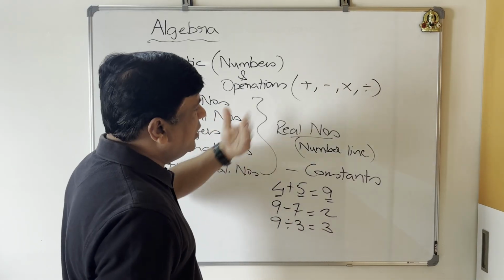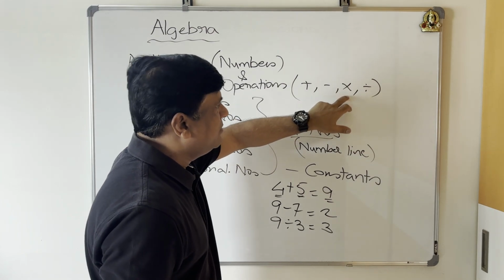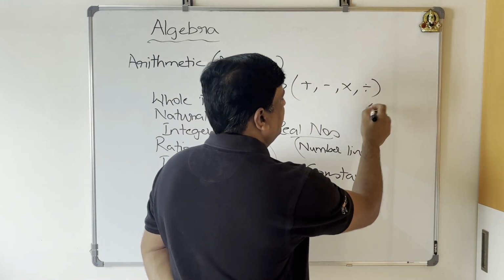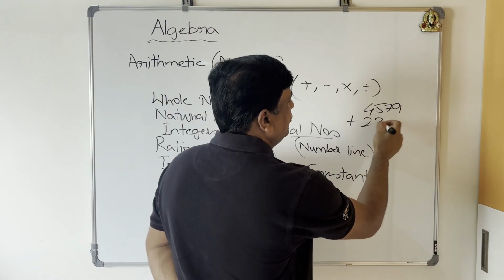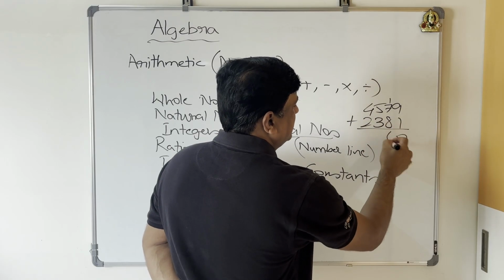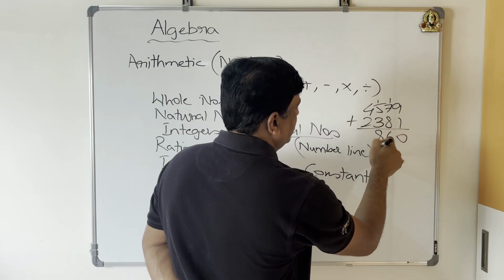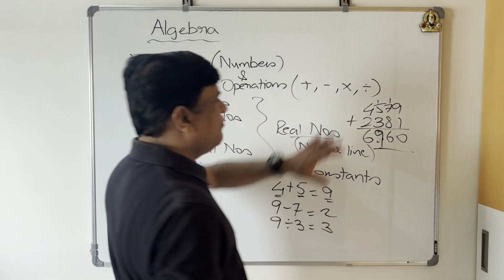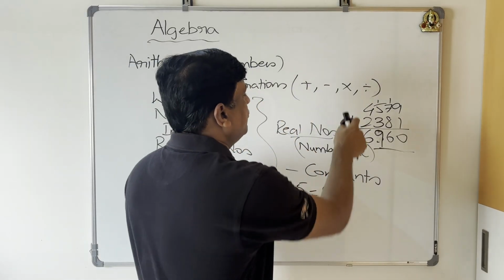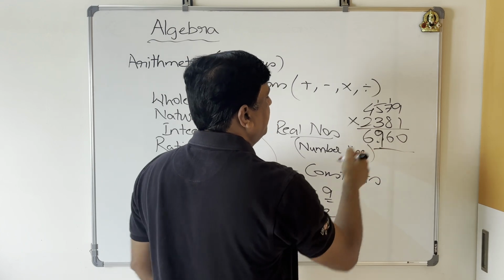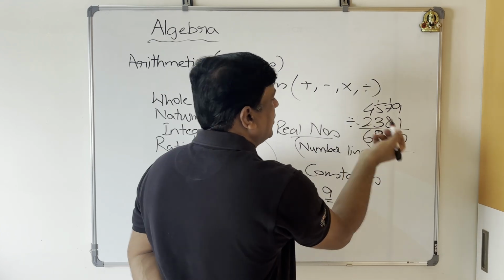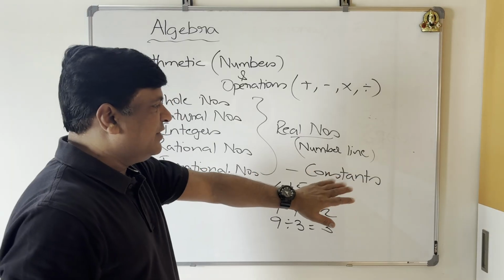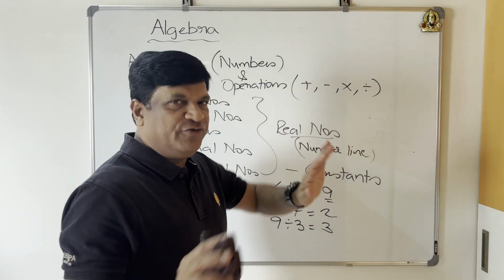And then what did you do? You learned addition, subtraction, multiplication and division of larger numbers also. For example, 4579 plus 2381. You have done a lot of maths around it. The same thing can be done with multiplication, you have done a big division, you can subtract. But till now, what you are doing is dealing with all constants. Those numbers don't change, right?